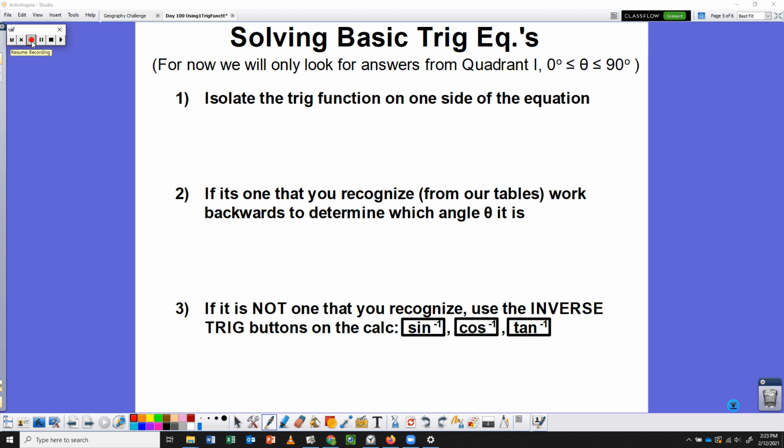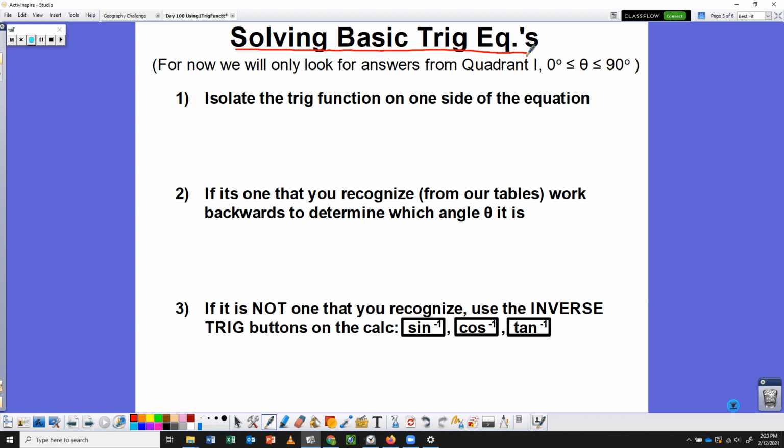All right, the last thing we're going to talk about in today's notes is how to solve a basic trig equation. So for now, we're only going to focus on answers that are in quadrant number 1. In other words, the angles that we're going to be looking for are going to be between 0 and 90 degrees. And we'll probably be doing this in degrees and not radians at first because this will make a lot more sense to you. So there are 3 basic steps that you want to go through to solve a basic trig equation. What I mean by that is we're going to be looking for the missing angles that would make the sentence true.